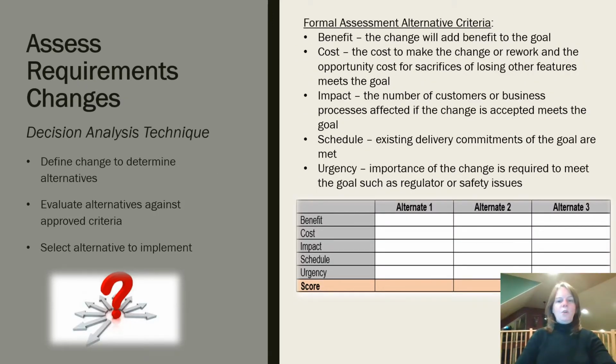The purpose of the assess requirements changes task is to evaluate the implications of proposed changes to requirements and designs. The decision analysis technique indicates the process the company will follow when a change is requested. The first step is to define the change, determine alternatives or courses of action, and evaluate the alternatives against approved criteria to select the alternative to implement. The approved criteria are benefit, cost, impact, schedule, and urgency.